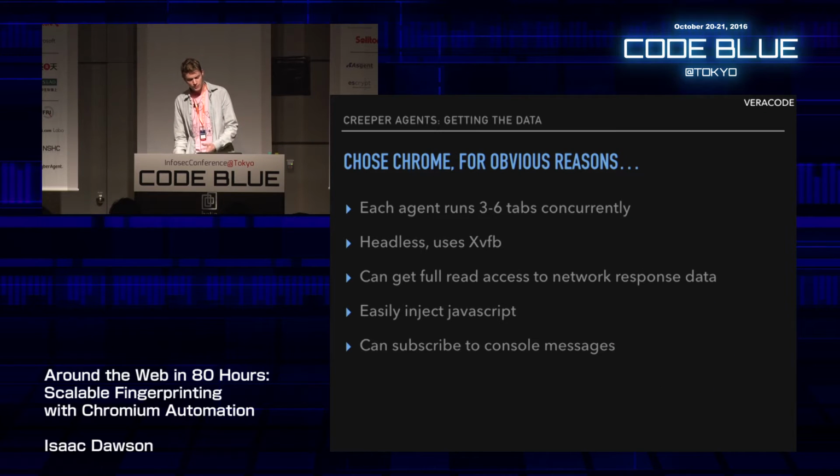So I chose Chrome. Each of my agents runs between 3 and 6 tabs. Again, this all depends on network conditions. As some sites are timing out, I'll dynamically start a new one so I can do additional work. It's running in headless mode, which means that I take the browser, and since I don't have a display, I need to actually render it somewhere. So I use X virtual frame buffer to put the window to do its rendering. I can also get full read access to the network response data, which again is very important. I can easily inject JavaScript and subscribe to console messages.